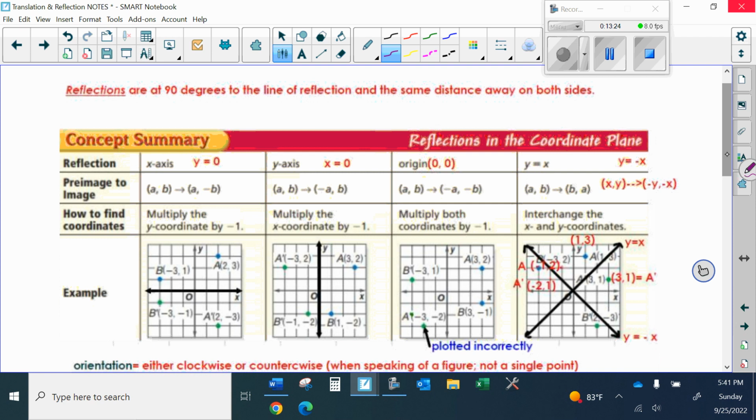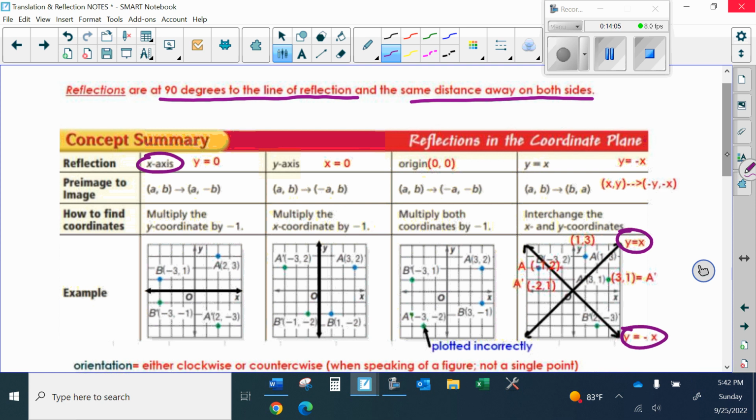So reflections, I already told you before, are at 90 degrees to the line, and the same distance away on both sides. So we have our key reflections right here. Over the x-axis, and that equation is y equals 0. Remember, we talked about this before. The y-axis, the equation is x equals 0. The origin is (0, 0). The line y equals x, and the line y equals -x. Here's the line y equals x, the most famous line in math, and y equals -x, slope of -1 going through the origin. Those are our main reflections that we deal with.